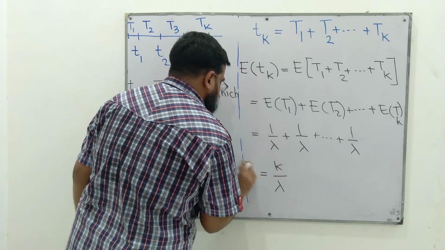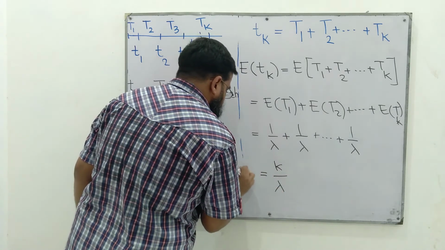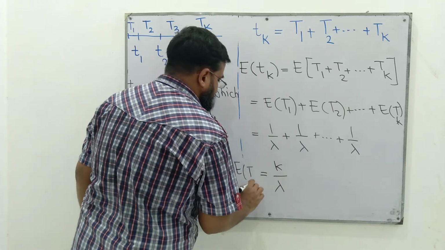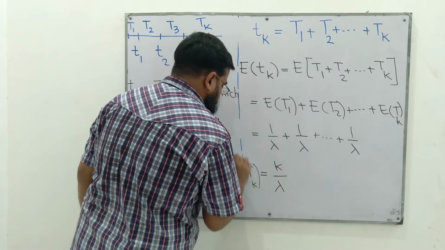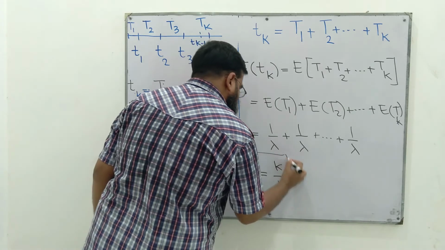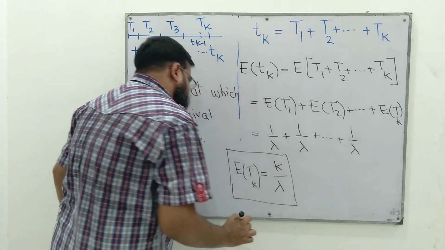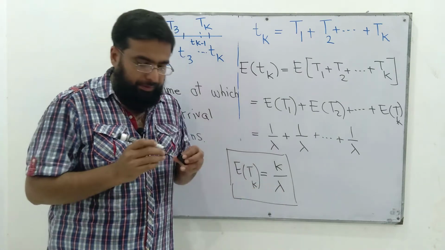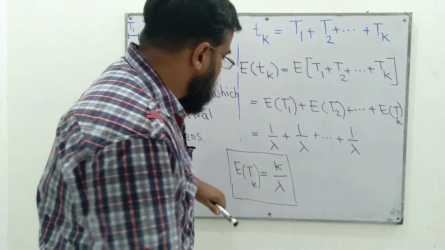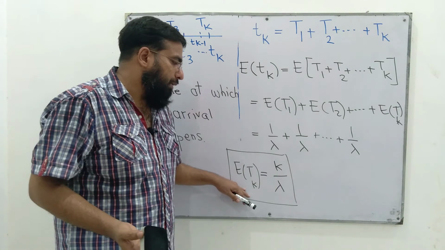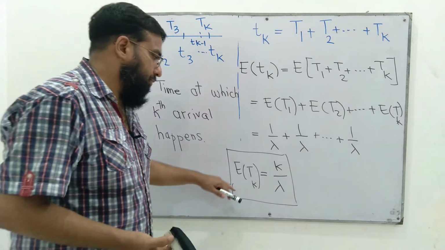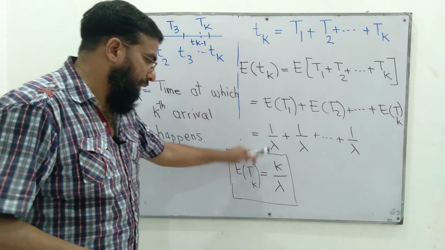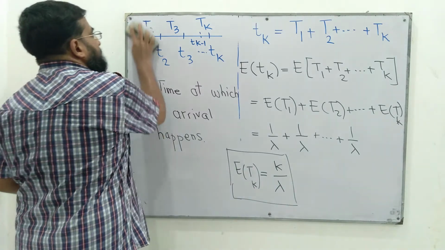So the expected value of the time at which the kth arrival happens is k over lambda. The distribution that governs this is the Erlang distribution. So for the Erlang distribution, the expected value is k over lambda.